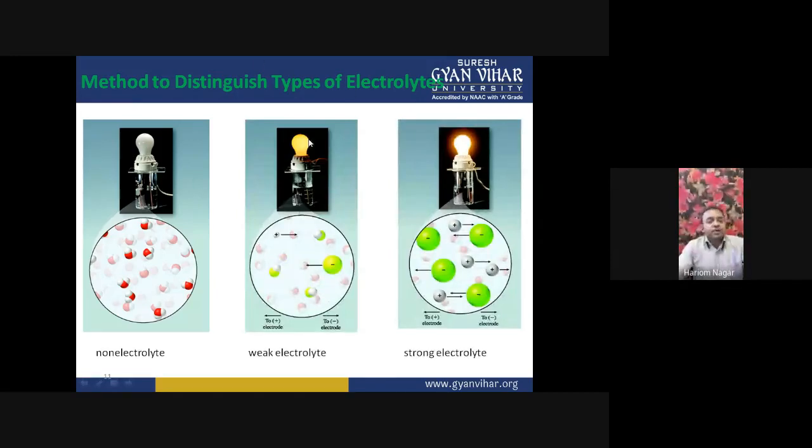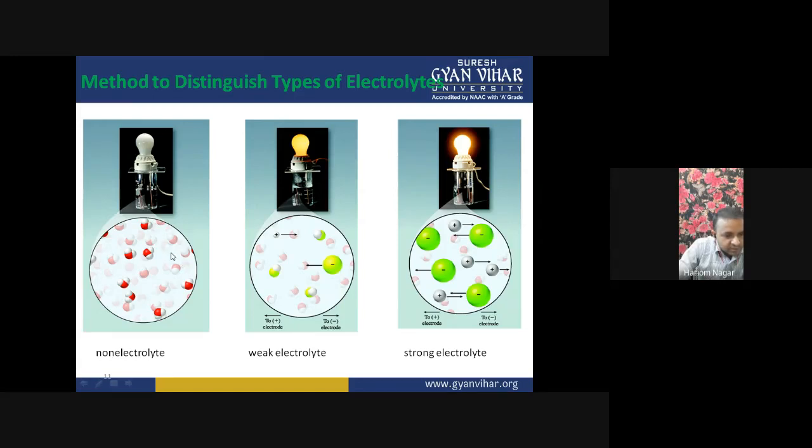Now, how can we distinguish whether a particular solution is of electrolytes or not? Okay, or whether it is a strong electrolyte or weak electrolyte, or a non-electrolyte. For distinguishing these electrolytes and non-electrolytes, an experiment was done, and we don't know whether this solution is of an electrolyte or not.